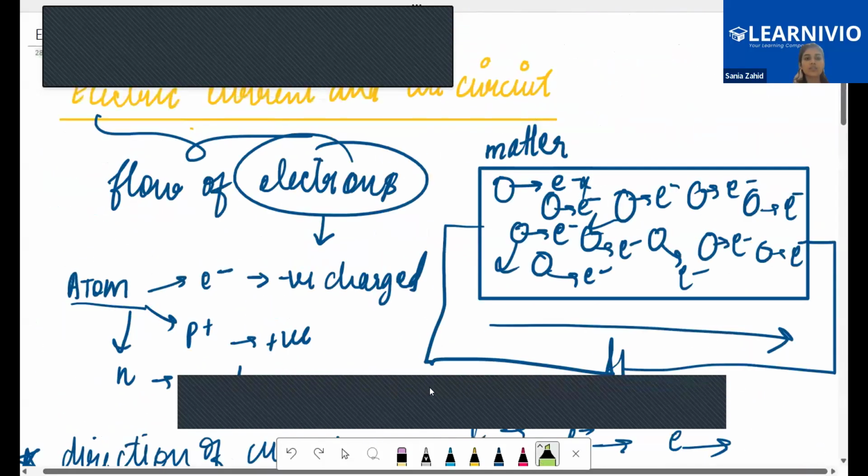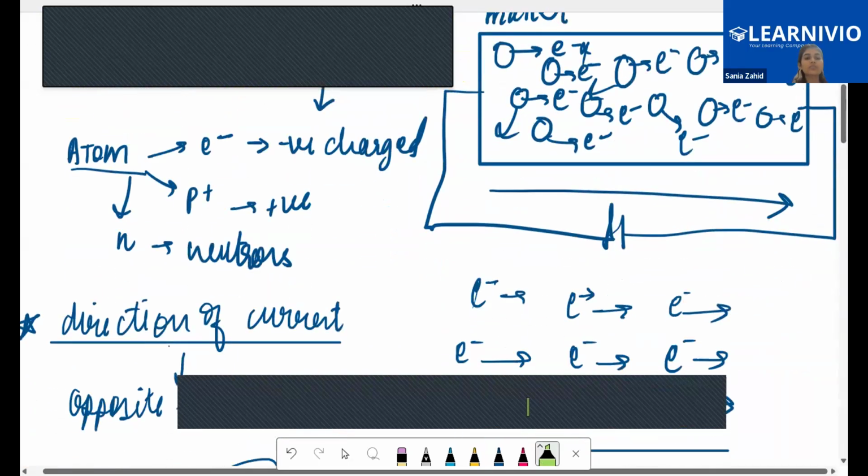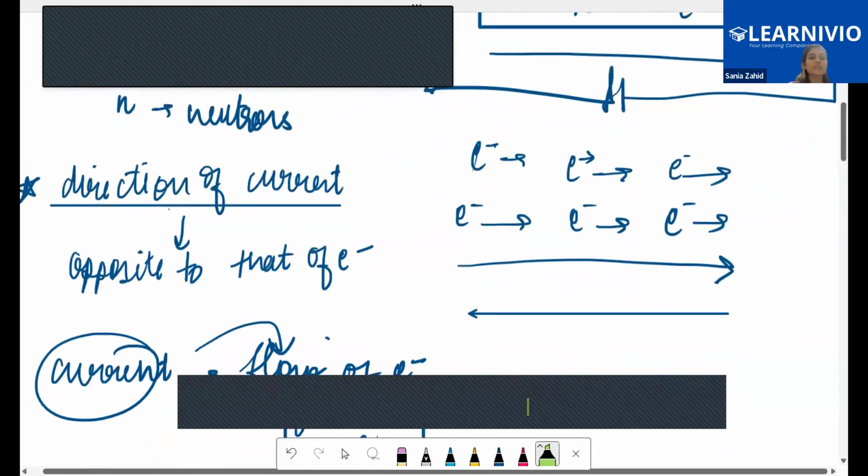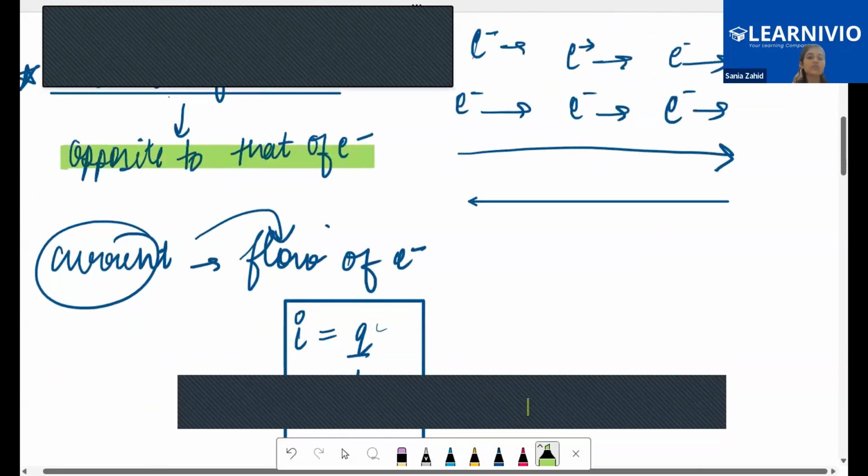How is an electric current constituted? Electric current is constituted with the help of the flow of electrons, right? They constitute an electric current. Now, what is the direction of the electric current? We study that it is opposite to that of the electrons. Like if the electrons are moving to the right-hand side, then the current is flowing to the left-hand side.